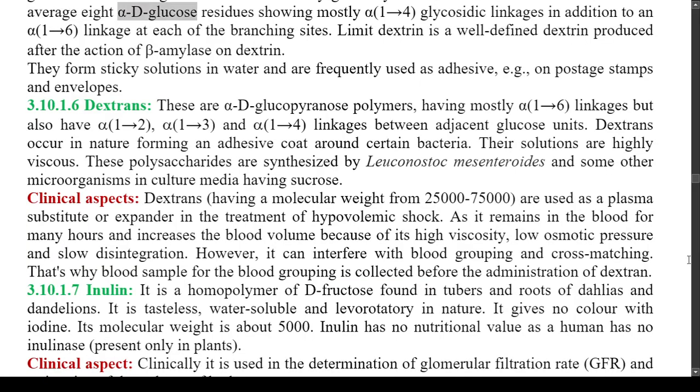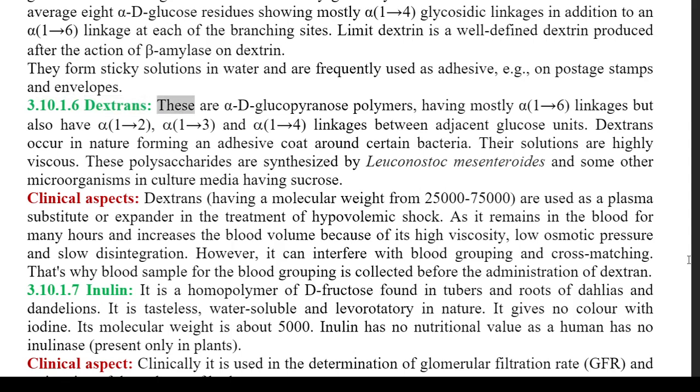Alpha-dextrins have on average 8 alpha-D-glucose residues showing mostly alpha, 1→4, glycosidic linkages in addition to an alpha, 1→6, linkage at each of the branching sites. Limit dextrin is a well-defined dextrin produced after the action of amylase on dextrin. They form sticky solutions in water and are frequently used as adhesive, for example on postage stamps and envelopes.